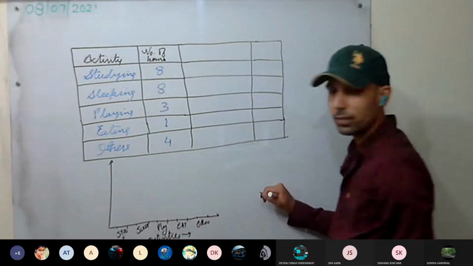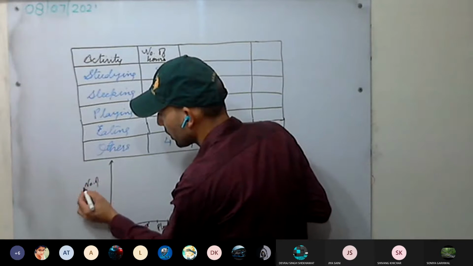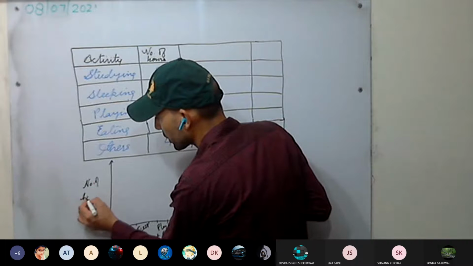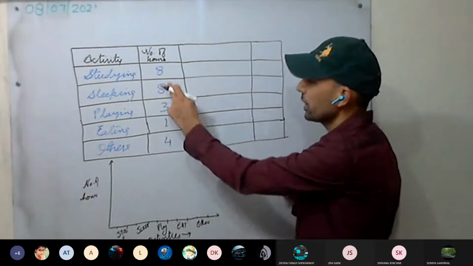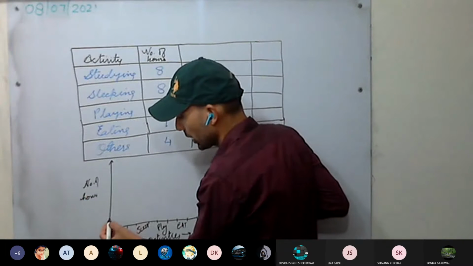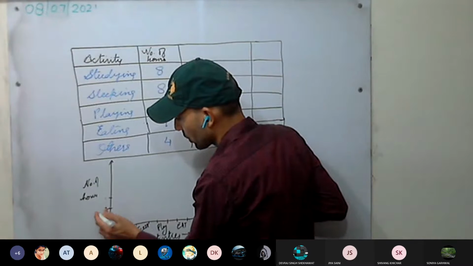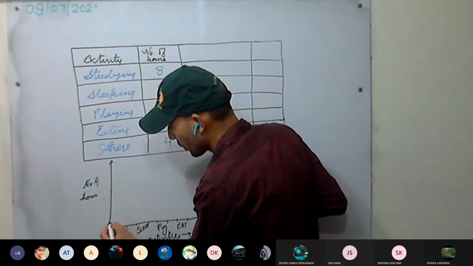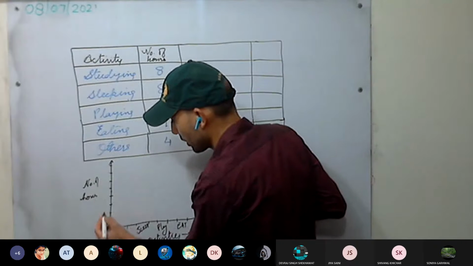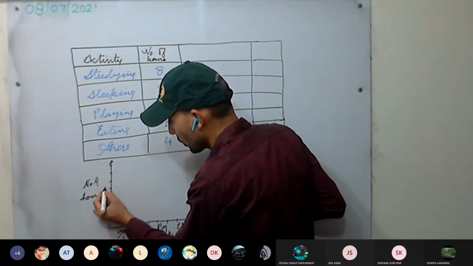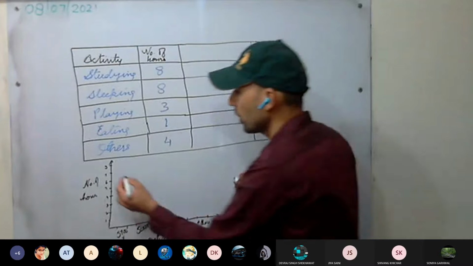These are the activities you have written here, and the number of hours on the y-axis. Here I am taking a total of 8 hours. So 1 centimeter as 1 hour. 1, 2, 3, 4, 5, 6, 7, 8 hours. This is clear to all?